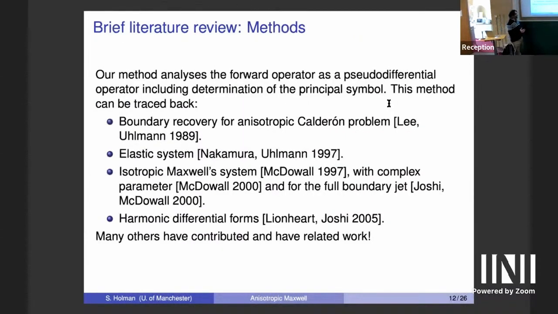For the particular method that we use, this goes back a ways. Our method analyzes the forward operator, lambda epsilon, as a pseudo-differential operator and determines its principal symbol. This was done for the anisotropic Calderón problem by Lee and Uhlmann in 1989. Our work can be considered as applying the method in that paper to more complicated systems. It was done for an elastic system by Nakamura and Uhlmann in 1997. It's closer to ours because it's also a system.